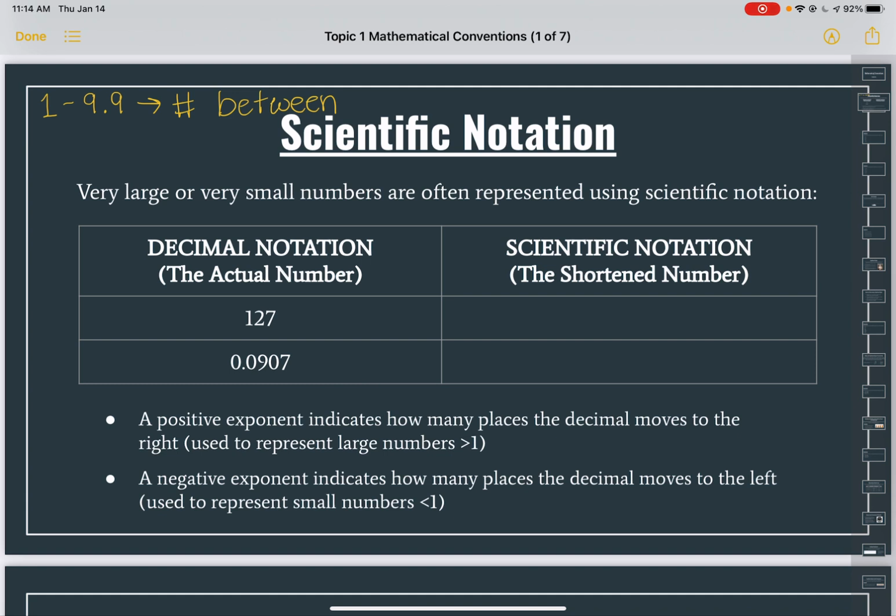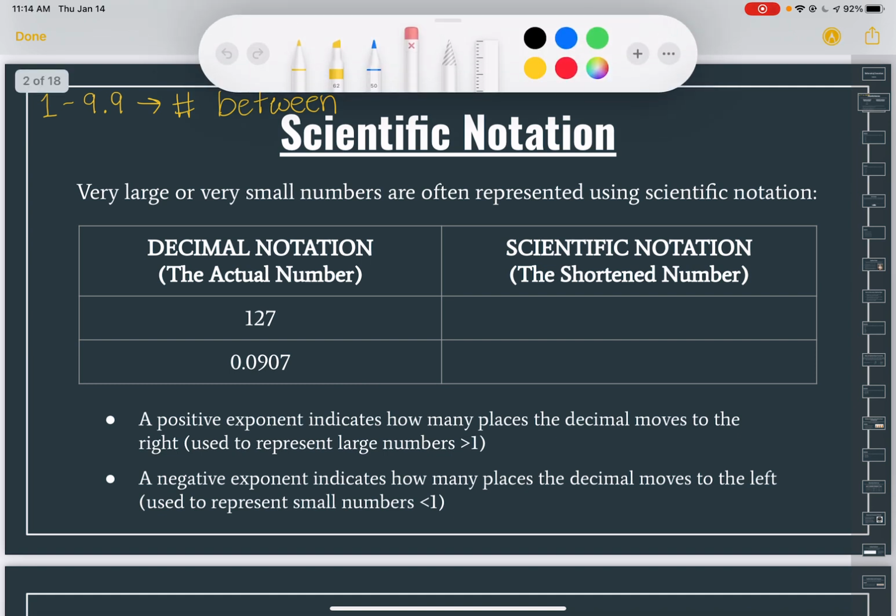So we're going to first go over scientific notation. And I've already looked at this and realized that this slide has a huge mistake. They've mixed up right and left. So I'm just going to fix that so it won't mess us up.